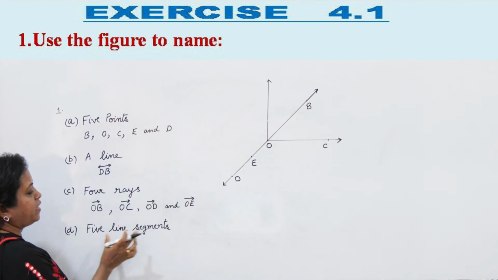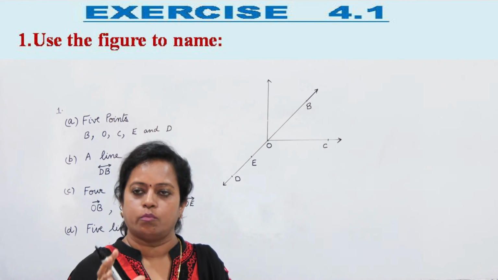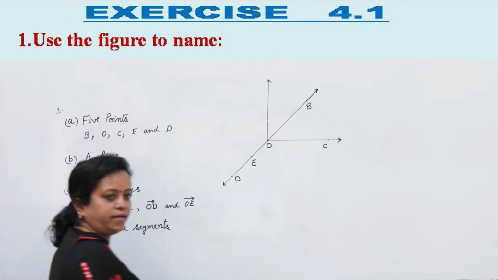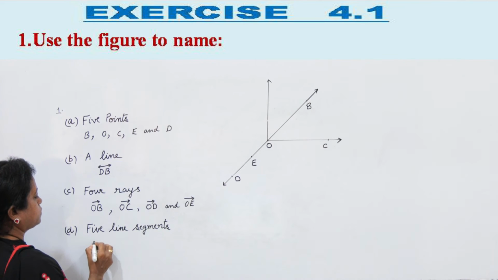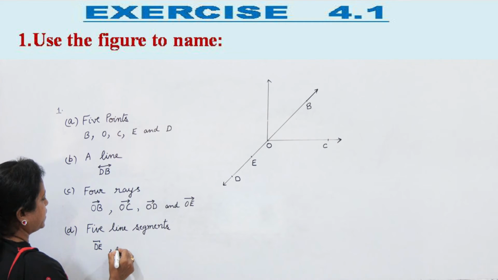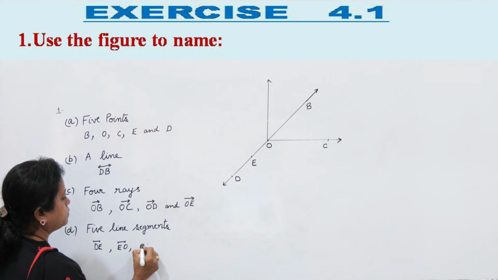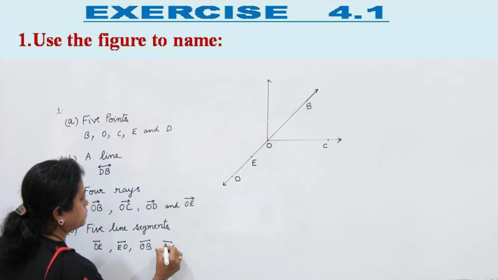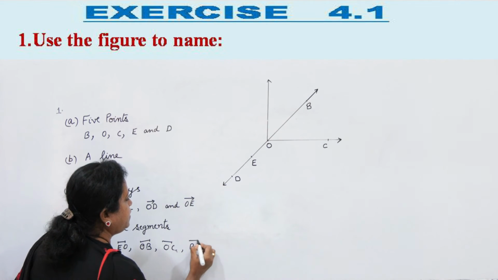Clear? Now 5 line segments. Now what is a line segment? It is the distance between any 2 points, any 2 fixed points. So you can take any 2 points and name these line segments. So one of the line segments can be DE, and this is how I represent it, or it can be EO, or it can be OB, or it can be OC, or you can even name it as BD. All these are line segments.